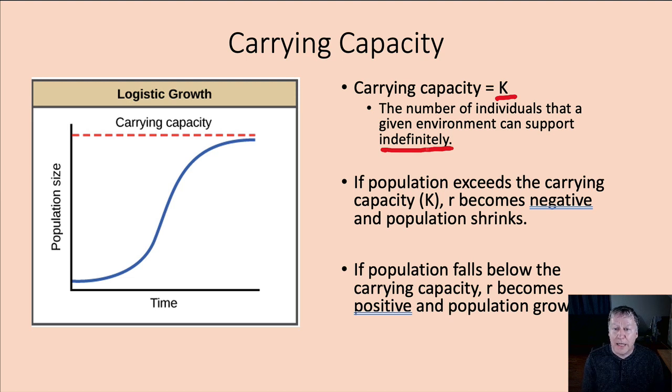If a population exceeds the carrying capacity, then R becomes negative and the population shrinks. If the population falls below the carrying capacity, on the other hand, then R becomes positive and the population will grow. So it's a negative feedback loop. As it gets too high, it's brought back down. It gets too low, it can come back up. So carrying capacity is this balance point that the population can survive in the long term.